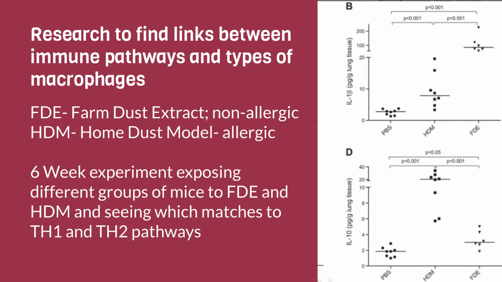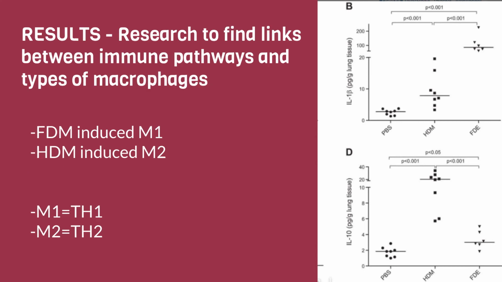So at the end of the experiment, they anesthetized the mice, euthanized them, and harvested their lungs. They ground it up, and then they were able to see what was produced in them. So the results show that the FDE, a non-allergic stimulus, induced M1 and not M2, by the amount of cytokines that it produced, while HDM, an allergic stimulus, induced M2.